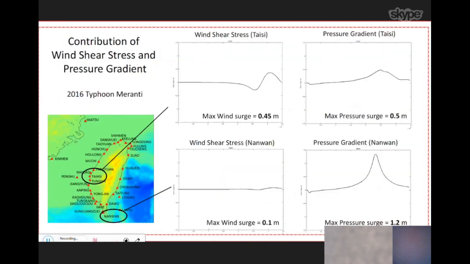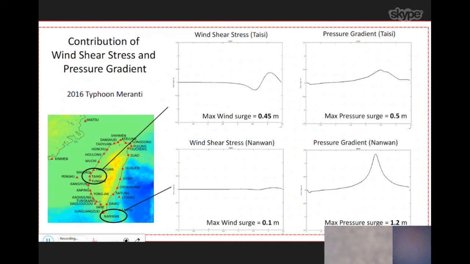And also, we want to study the contribution of the wind shear stress and pressure gradient. In the Taixi location and the Nanwan location, the maximum wind surge is about 0.4, but the pressure surge is 0.5. So when you add them, we get a storm surge close to 1 meter. But the maximum wind surge and the maximum pressure surge do not occur at the same time, so you cannot just add these results directly.